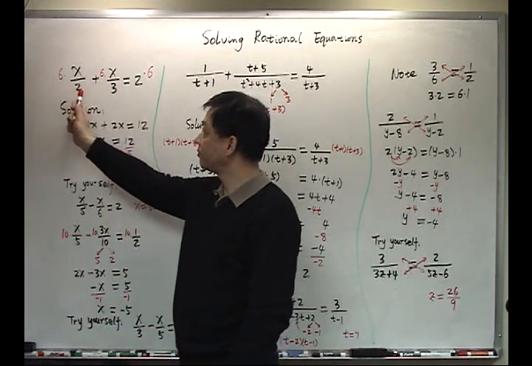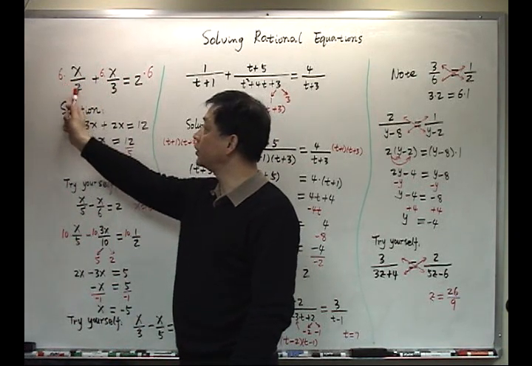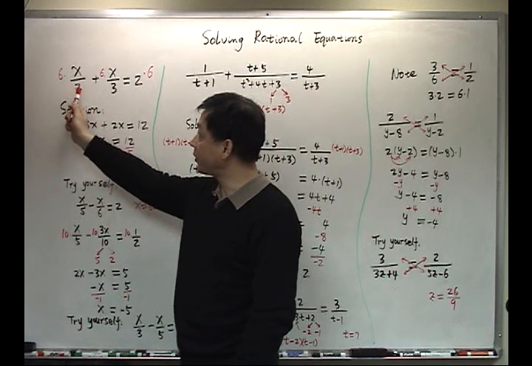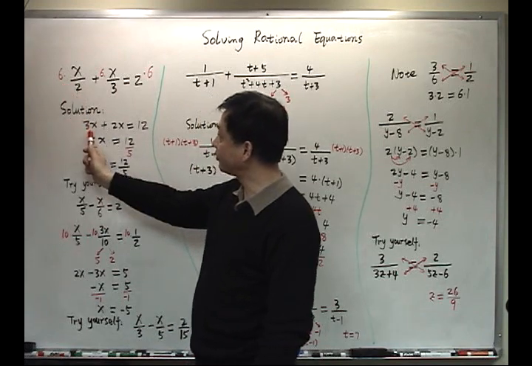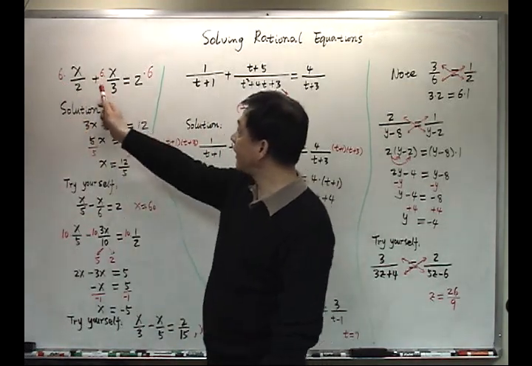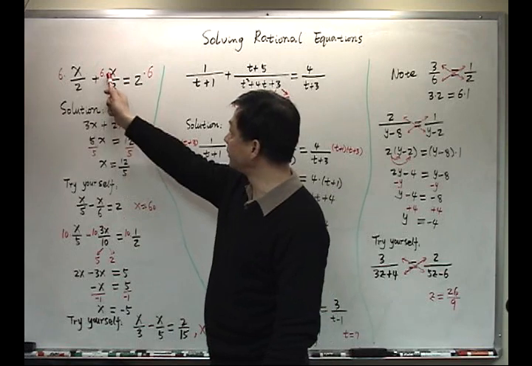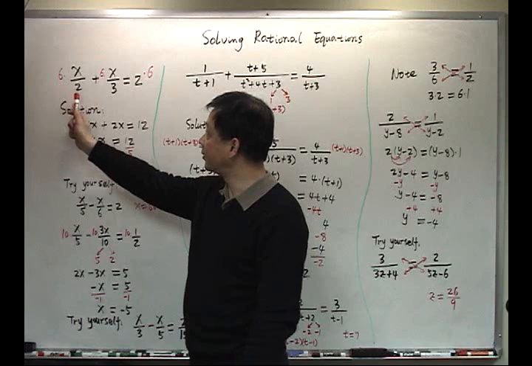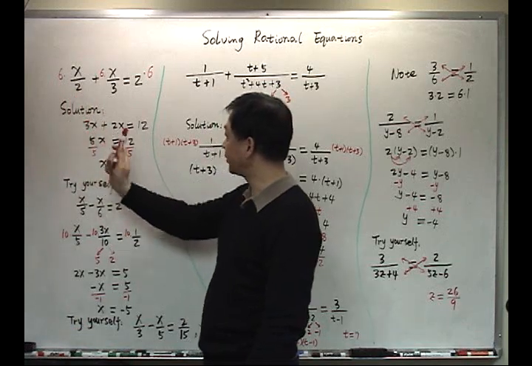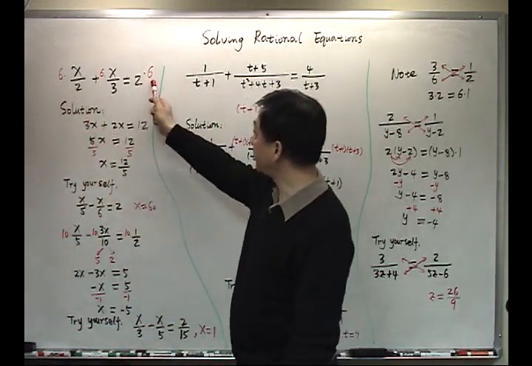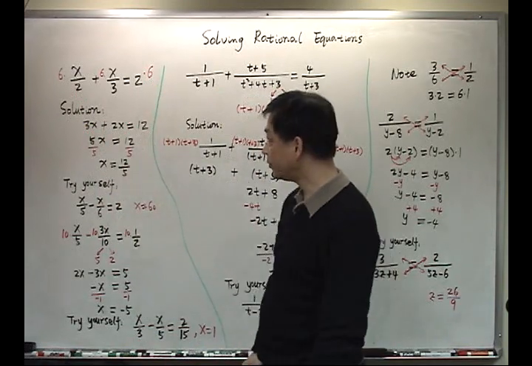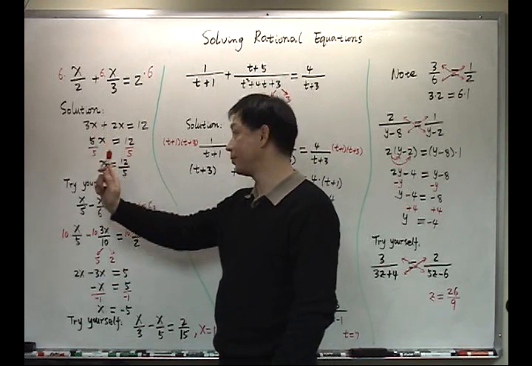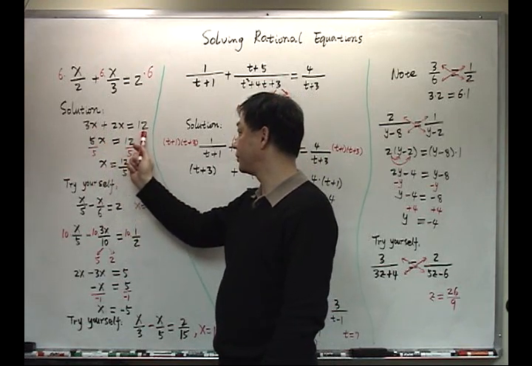6 and 2, the 2s cancel each other, and you have a 3 left over. 6 divided by 2 is 3, so 3x. 6 divided by 3 is 2, so 2x. And then 2 times 6 is 12. Combine 3x and 2x, we have 5x equals 12.